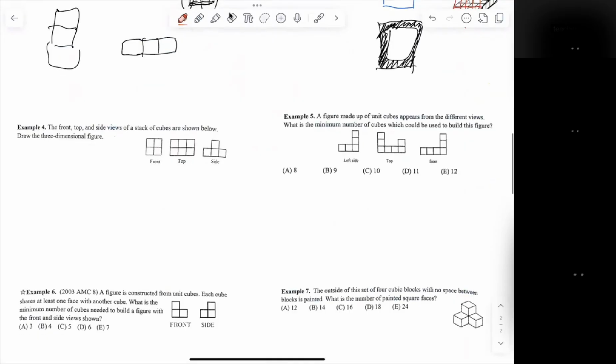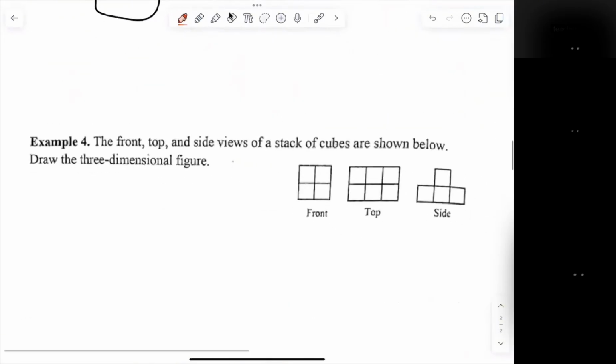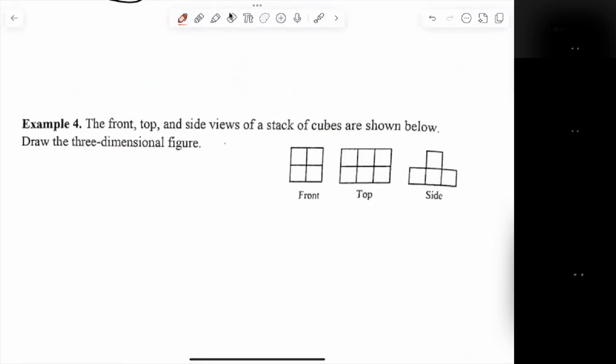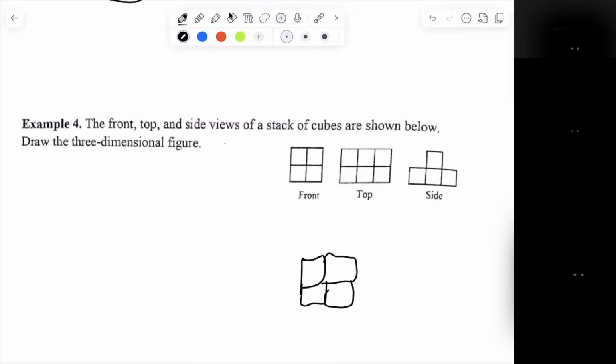Now let's move on to example 4. Now we have to draw the figure given that we have the front, top, and side views. How do we approach this? Well, notice that the top should look like this. So we know the bottom, or at least some part of it, has to be at most a 2x3. The bottom has to be a 2x3 at least, or the entire width is just 3. From the front, we know it's going to be like this, and the sides tell you it should look like this.